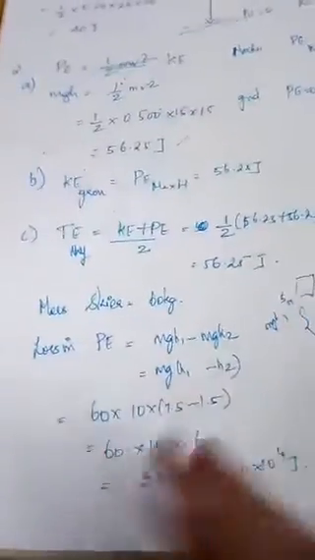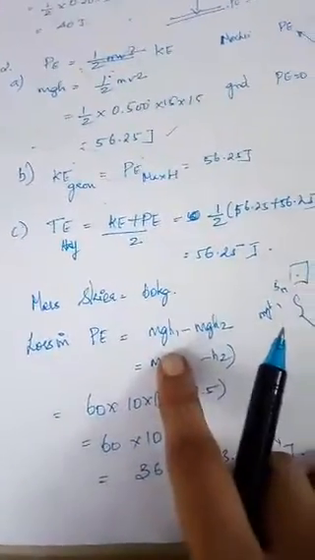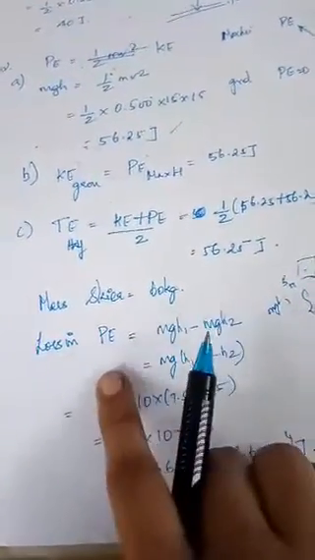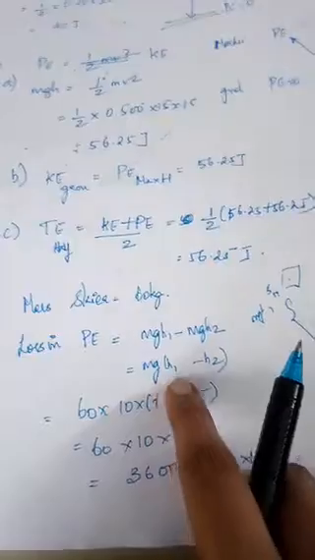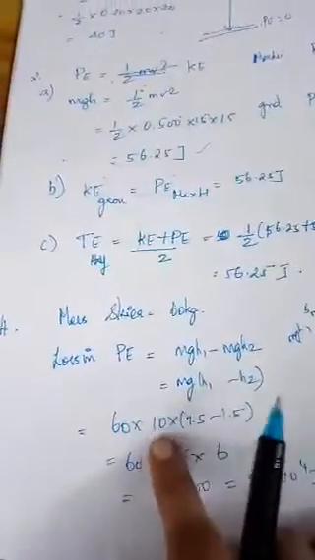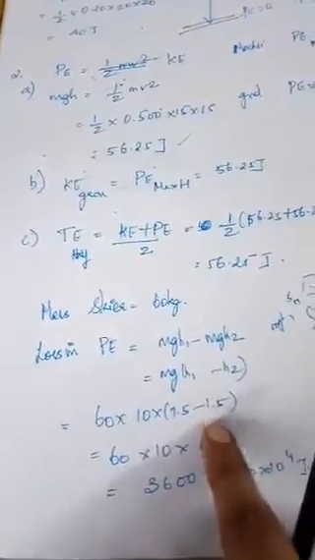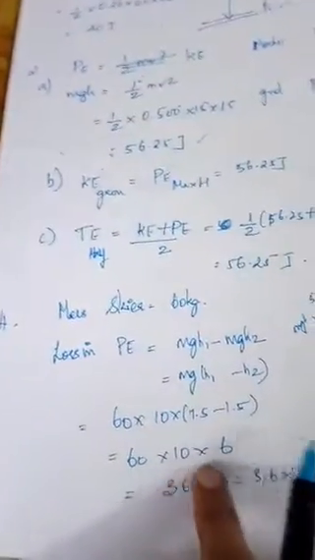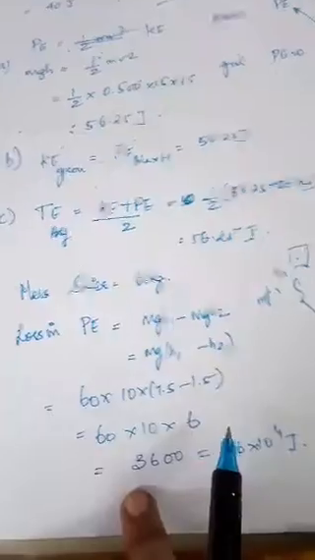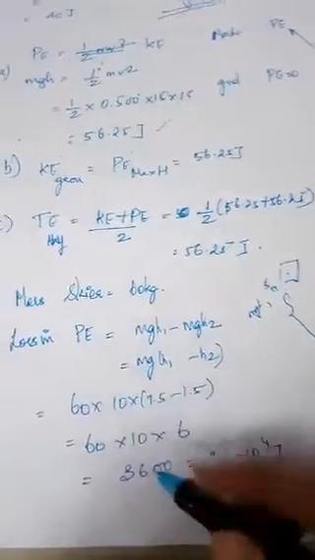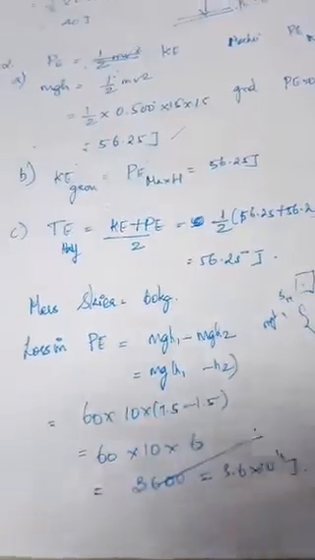The same formula I am going to apply here. Therefore, mgh1 minus mgh2, mg is common, I am going to take it outside, and inside the bracket you will have h1 minus h2. So 60 into 10 into 7.5 minus 1.5. 7.5 minus 1.5 is 6. Therefore, 60 into 10 into 6, this is 3600. 3600 can be written as 3.6 into 10 power 4. Yes or no? Okay, so can you understand?